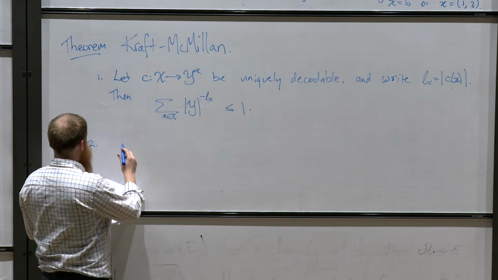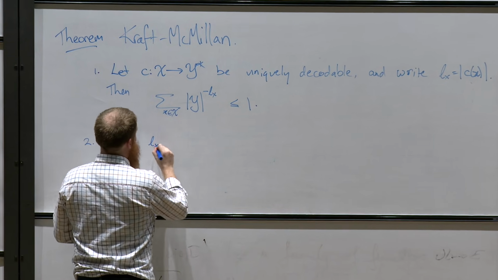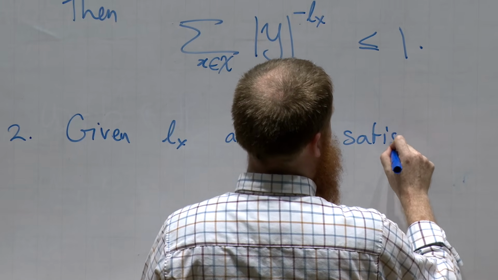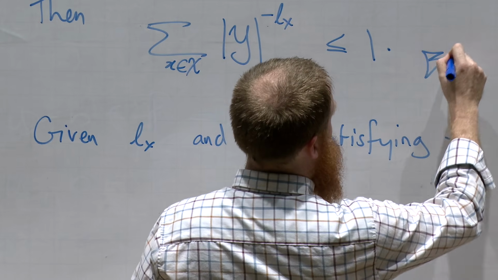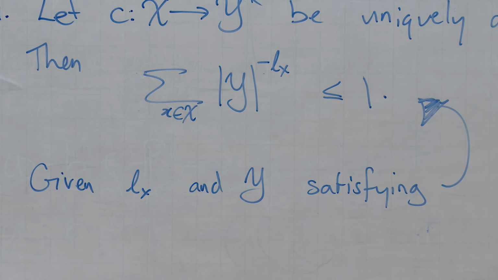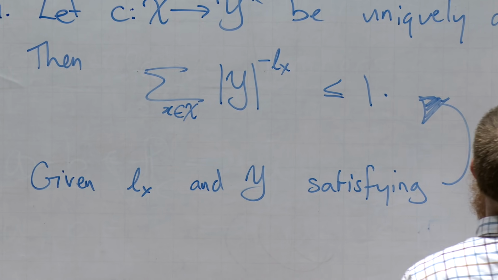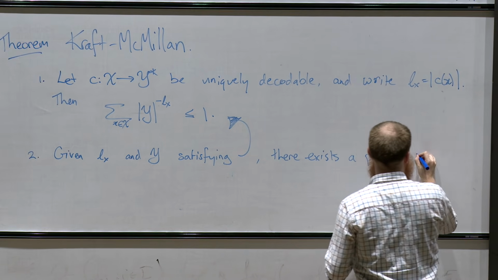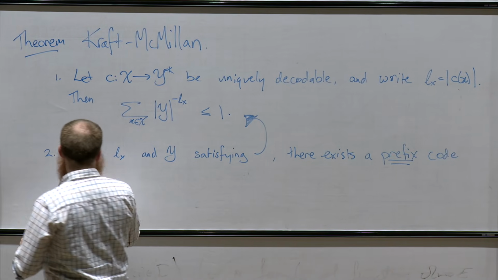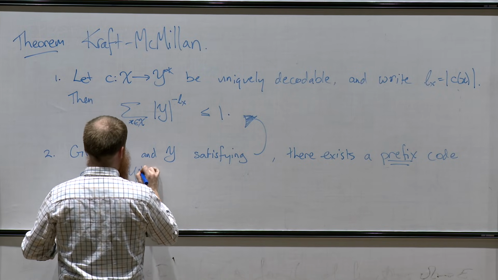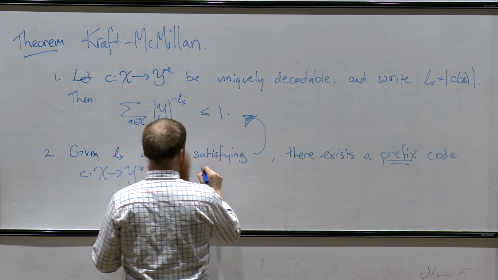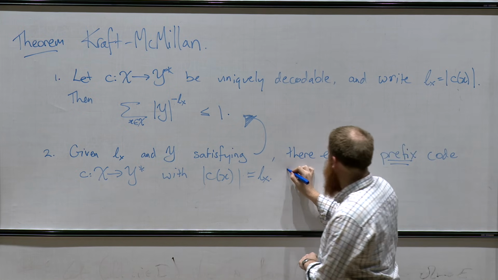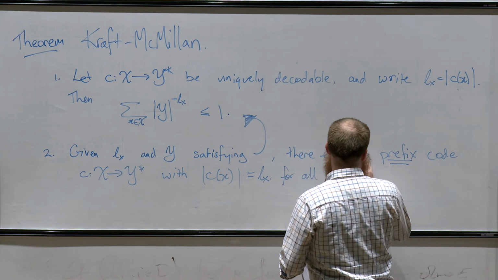Okay, point 2. Given Lx and y satisfying that inequality, there exists a prefix code C, which maps x to y star, with the length of the code word being Lx for all x in x.